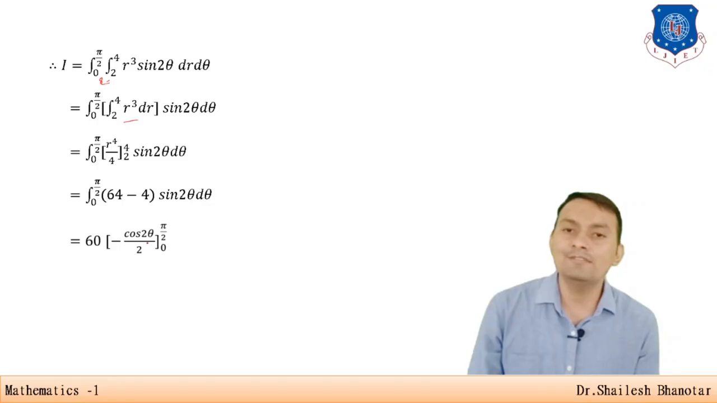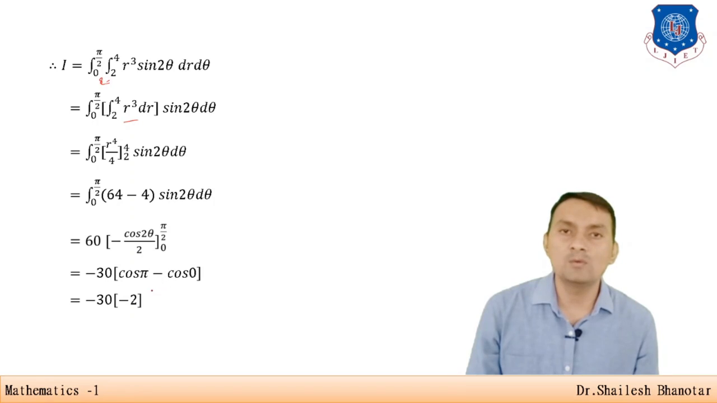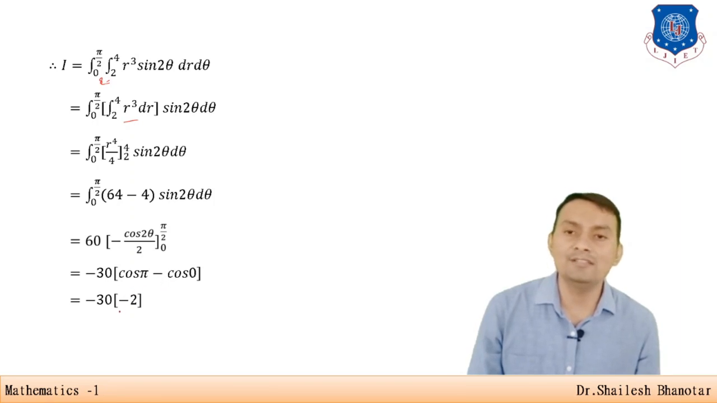When you simplify and integrate with respect to theta, you will get cos pi minus cos 0. Cos pi is nothing but minus 1 and cos 0 is nothing but 1. So it is clear that this is minus 1 and minus 1, that is minus 2. So you will get the answer, that is 60.